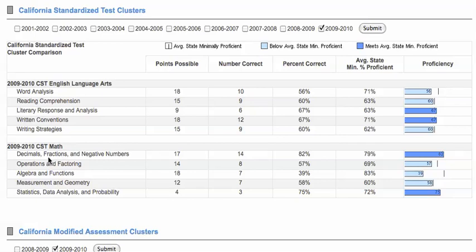Dropping down to her math, decimals and fractions, she did quite well. She's past the line there. Whereas operations and factoring, she's behind the bar, and she's especially behind the bar with her algebra functions. And again, that's something you want to look at and see what are some possible reasons that she is down low in that particular category. And you'd want to further test and get down to the individual standards to know a little bit more about her.